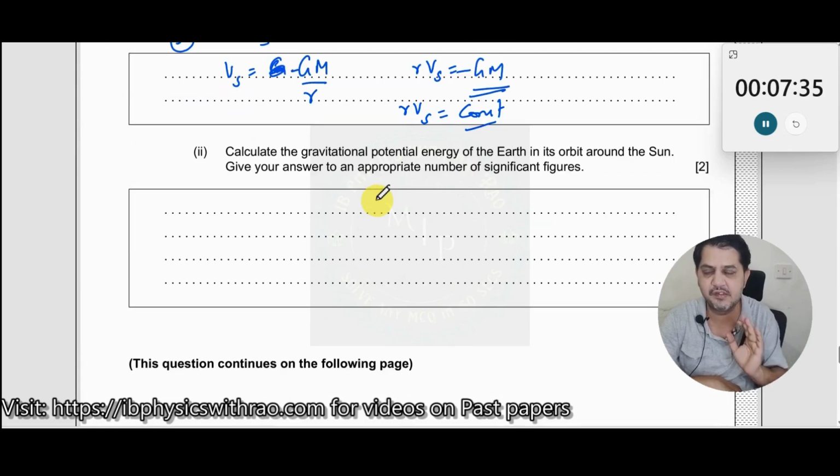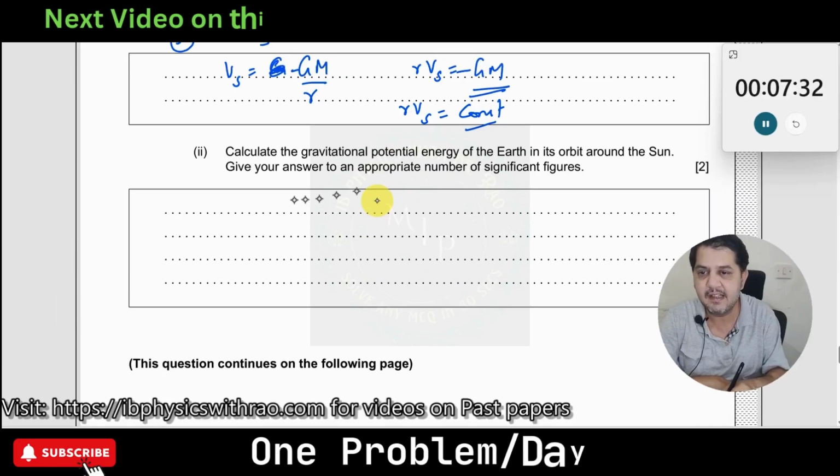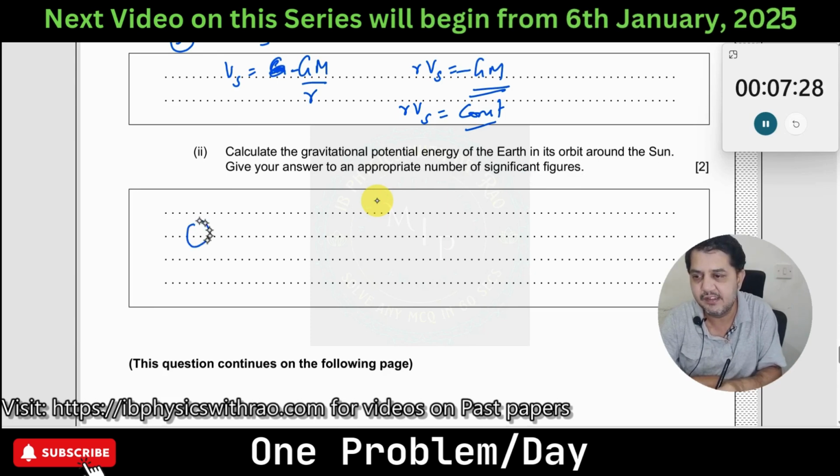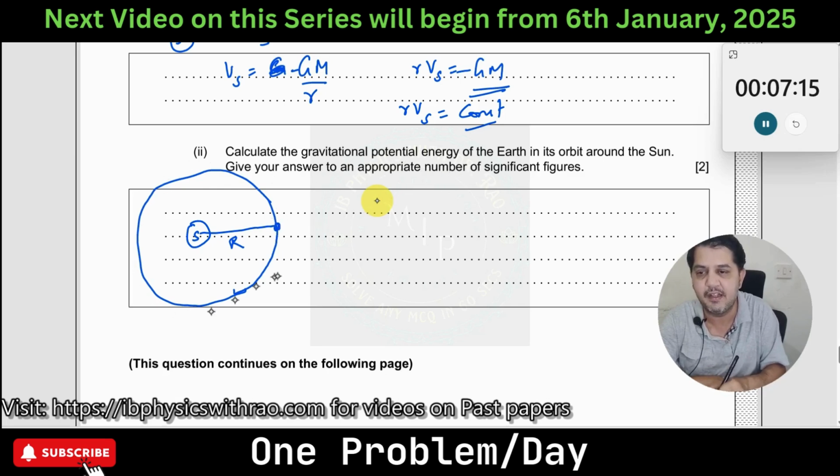It's a very obvious question. Calculate the gravitational potential energy of the earth in its orbit around the sun. This is the sun, this is the earth. The earth is now revolving around the sun in its orbit, and this is the radius. He is asking you what is the potential energy at any point on its orbit. Give your answer to an appropriate number of significant figures.